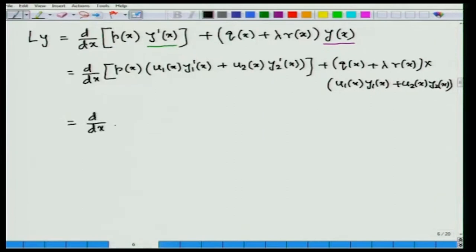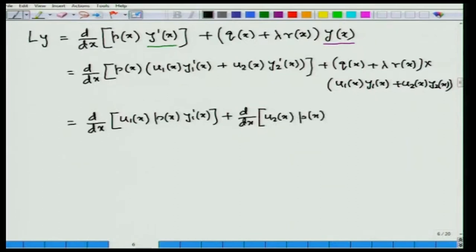we can write d/dx of u_1 x, then p x y_1 dash x, plus d/dx of u_2 x p x y_2 dash x, this one, plus rest of the expression without writing x here, that is q plus lambda r into u_1 y_1 plus u_2 y_2. I am not writing x here as the argument of the functions. Now, in the first two differentiations, we have to be a little bit careful in order to use the result that y_1 and y_2 are the solutions of the homogeneous linear ordinary differential equation.